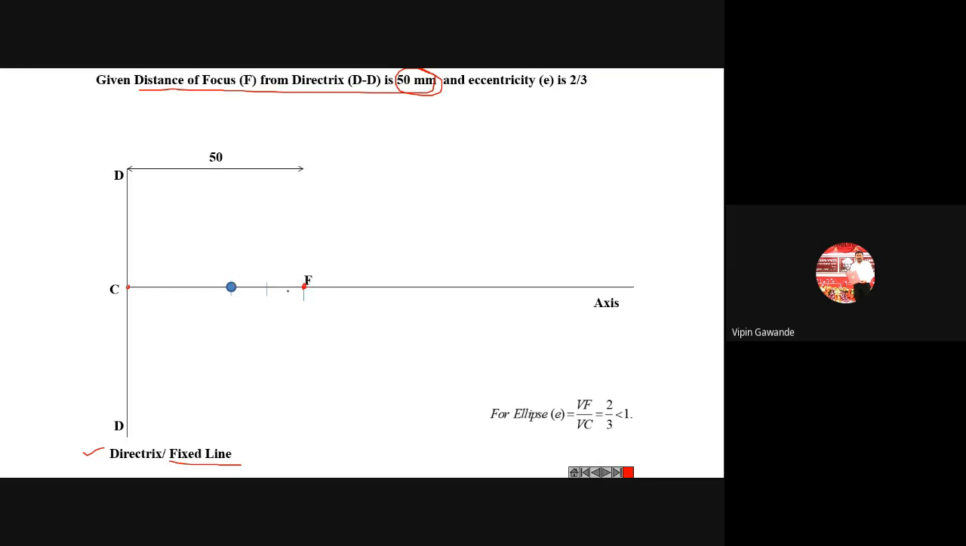Now we have to divide the CF into a number of divisions. How many divisions? That is equal to the addition of the eccentricity terms. So here the eccentricity is how much? It is 2 by 3. So 2 by 3 means it is less than 1, so we have to draw the ellipse here. How many divisions? 2 plus 3, so you have to divide this into 5 divisions. So make 5 divisions of CF. Here it is very easy because 50 mm is given. So you take 10 mm, 20 mm, 30 mm, 40 and 50 mm.